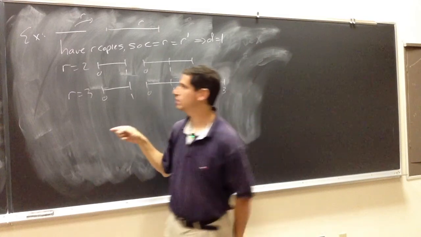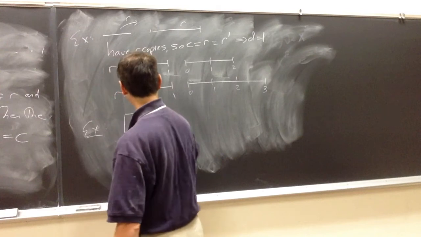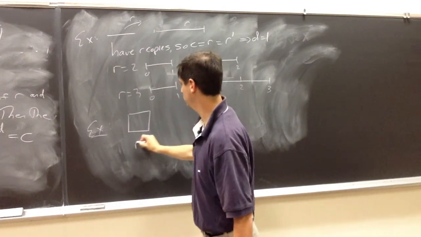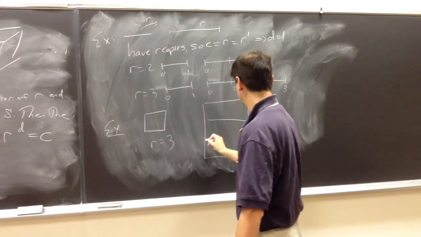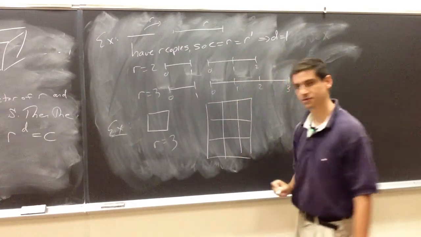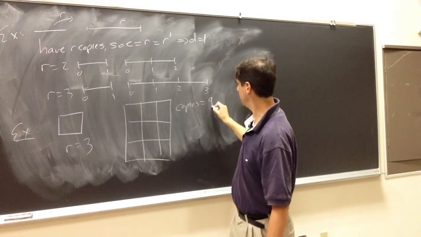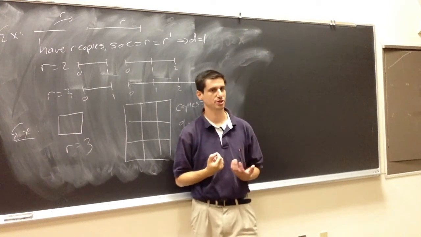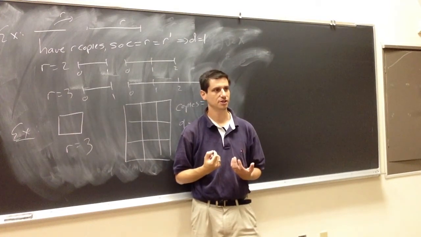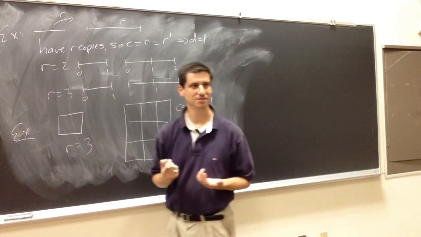Integer. Okay, so now for another example, let's do 2 dimensions. And let's take R equals 3. How many copies? Copies equals 9. 9 is 3 squared. The square is a 2-dimensional object. What do you think is going to happen if we try a cube? The dimension of the cube will be 3.